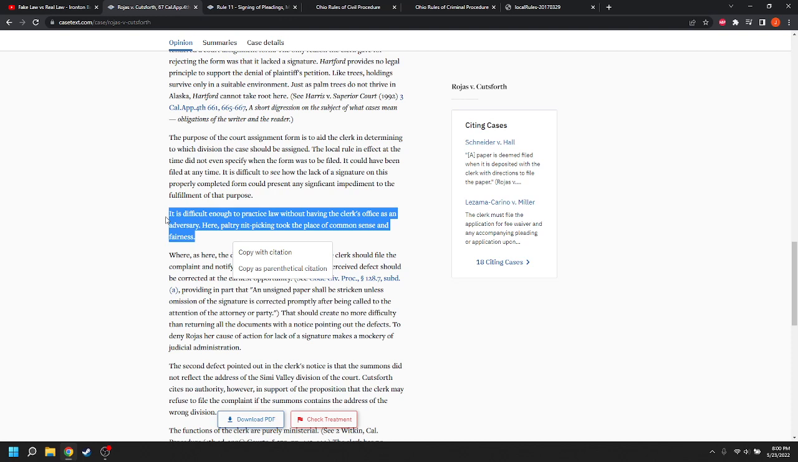For example, there's this case in California, Rojas v. Cutsforth, where the court actually states, this is a court of appeals, that it's difficult enough to practice law without having the clerk's office as an adversary. And the clerk can be a challenging adversary even for an attorney, because there's not a lot you could do to make them accept a filing if they don't want to.